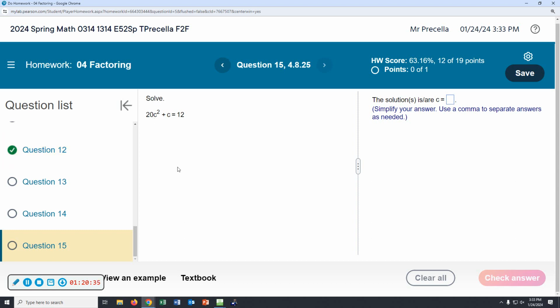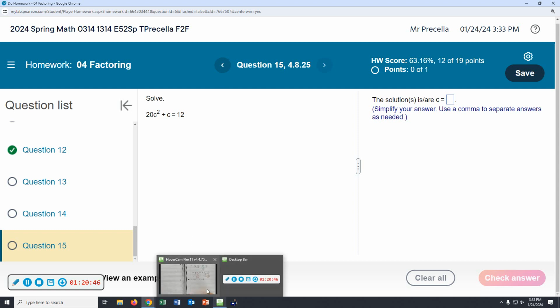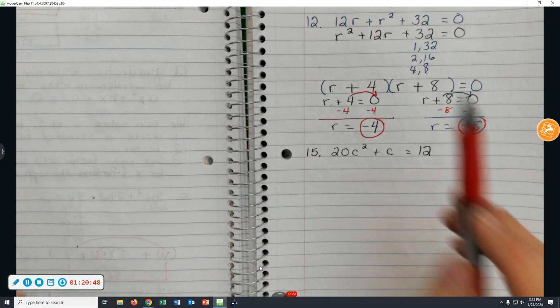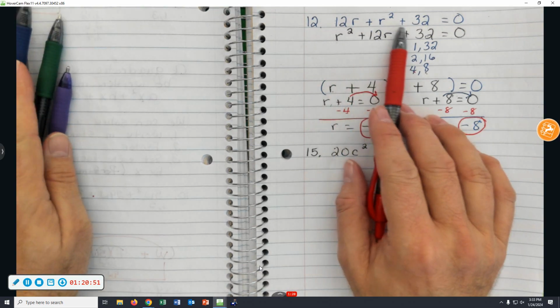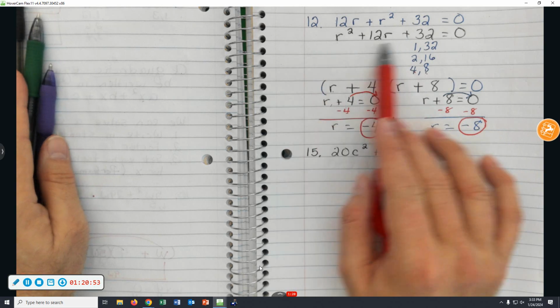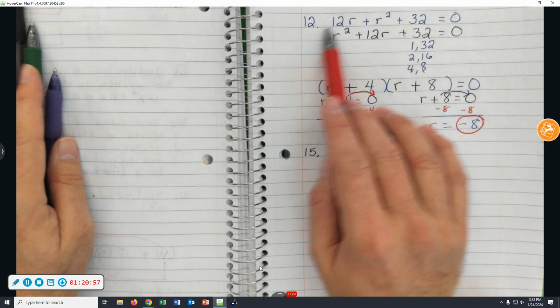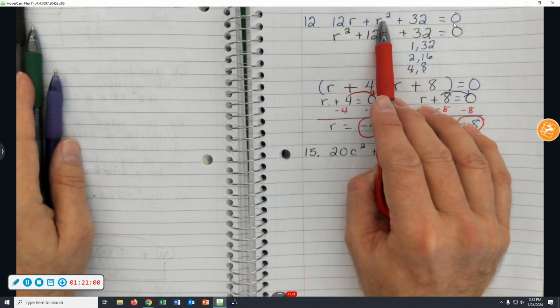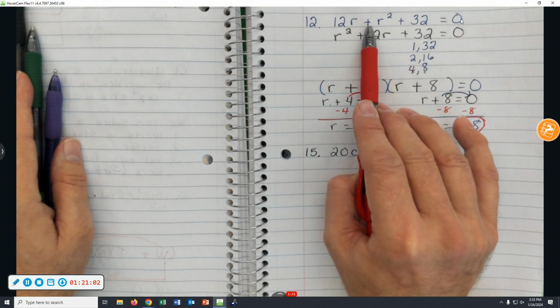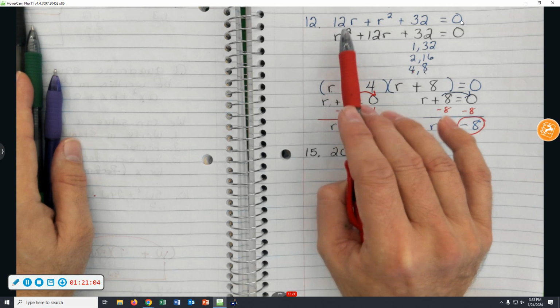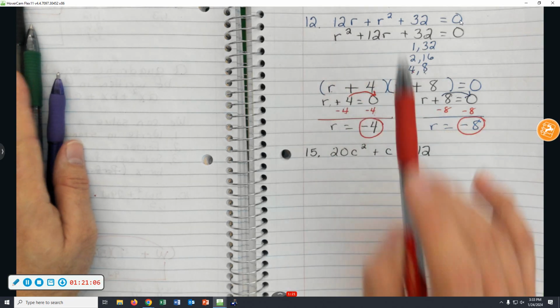20c squared plus c equals 12. This is where I really like transposing. I want to make sure that on number 12, when I rewrote this, I didn't move anything across the equal sign. Is that clear? I didn't have to take the r squared and move it across, so I'm just keeping the same signs. It's a positive r squared and a positive 12.